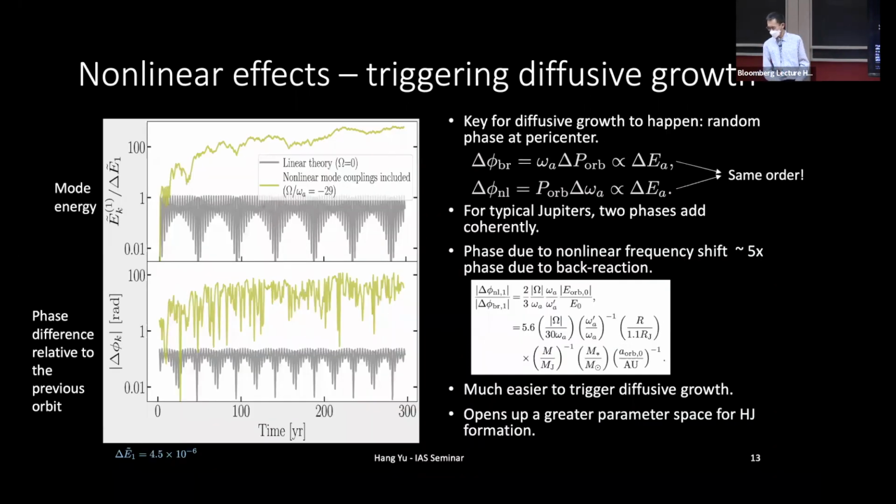About the random phase at the pericenter, will the tidal interaction also somehow synchronize the phase of the oscillation and the orbital period, in which case this random phase would not be the case? Is that possible? It seems hard to establish a synchronization condition. I think typically this kind of growth will still happen, but there's some complication due to rotation. It's a little bit more involved, but if you're interested, we can talk offline.